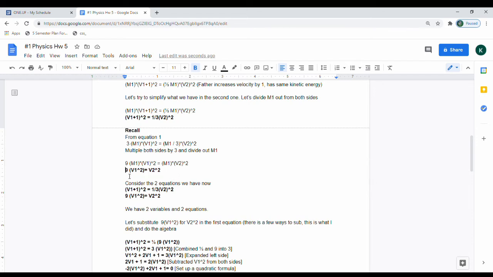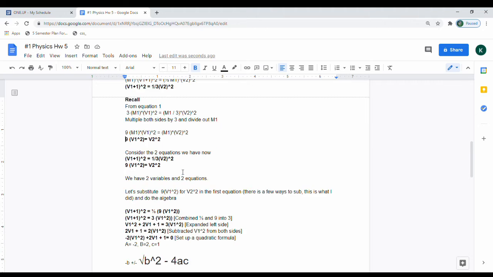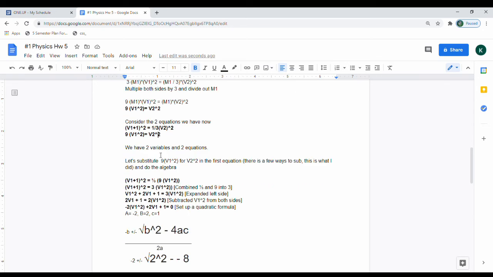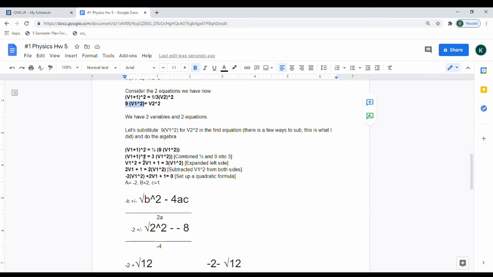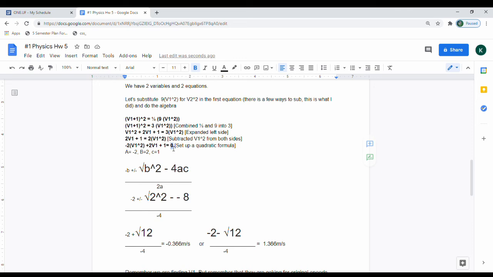Why do we do this? Because we want to get rid of as many variables as possible. So now we just got rid of m1 and m2. Because in these 2 equations we have left, we have 2 variables, 2 equations. Now you can solve this in a variety of ways. I decided to use substitution. So for every time I see v2 squared in the first equation, I plug in 9v1 squared. A few other ways to do it. Then you do some algebra, and then you could solve this by using the quadratic formula.